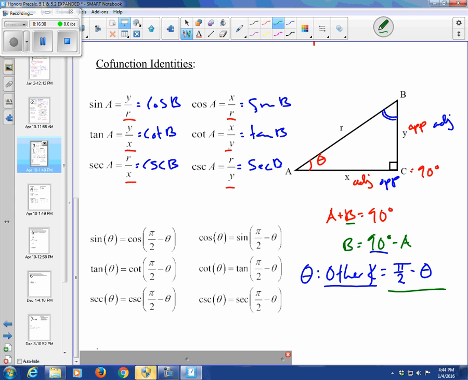Tan of theta is equal to cotan of the other acute angle, or the other possible angle of perspective. Secant of theta is cosecant of the other angle, and we see the same thing for the cotrig functions. So cosine of theta is equal to sine of that other angle. And this is the co-function identities here.